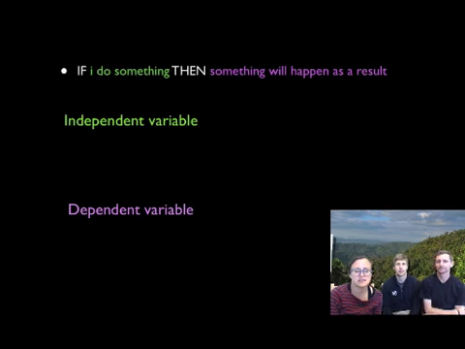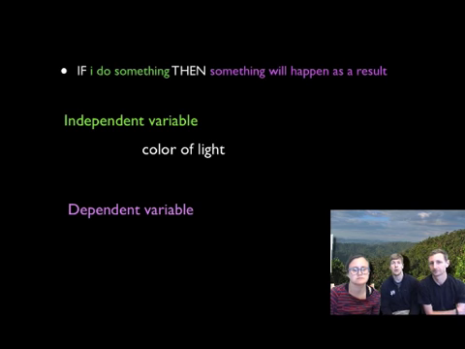The next thing we need to think about is how are we going to do this experiment, and it's easy to start with your hypothesis. If we think about our hypothesis, it's almost always formatted as if I do something, then something will happen as a result. So you can insert the if I do something with your independent variable. In this case, it would be if I change the color of light, and then your then would be the dependent variable.